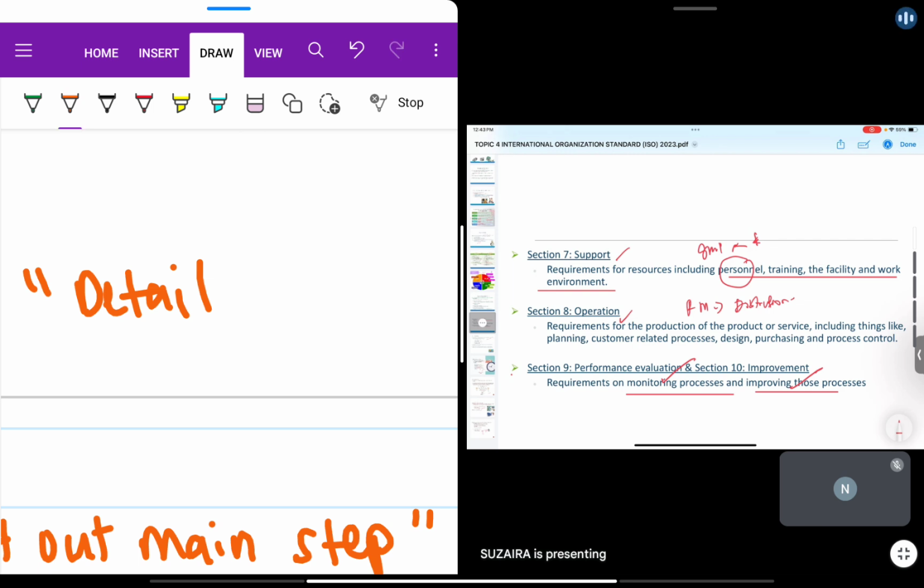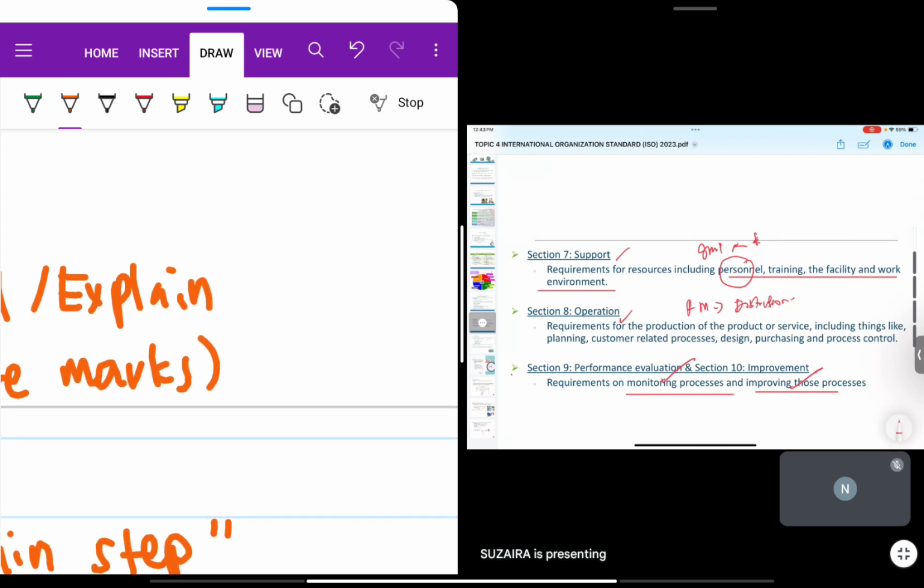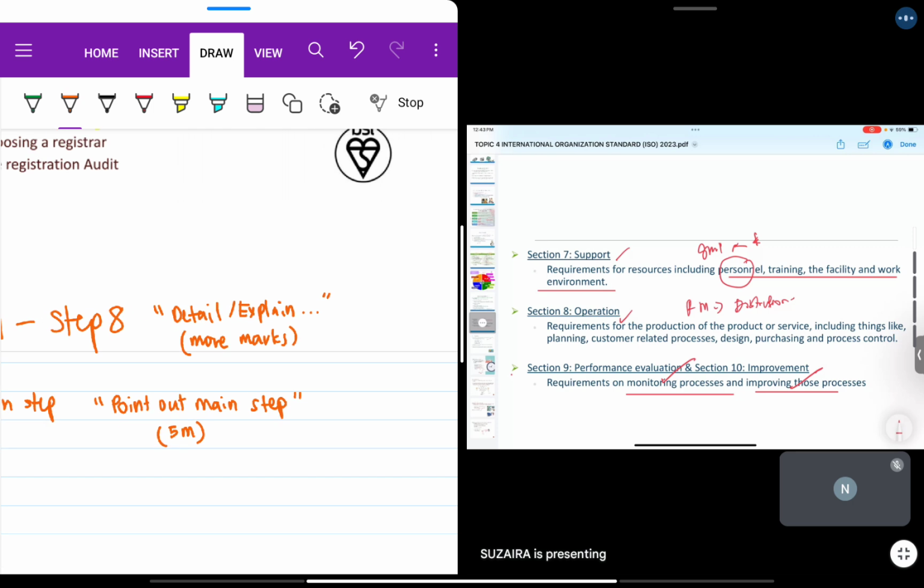If, let's say, for the step-by-step guideline, it will tell you. Meaning, if it asks you to explain the step-by-step guideline for a company to get the ISO certificate, then that one would be for this one.